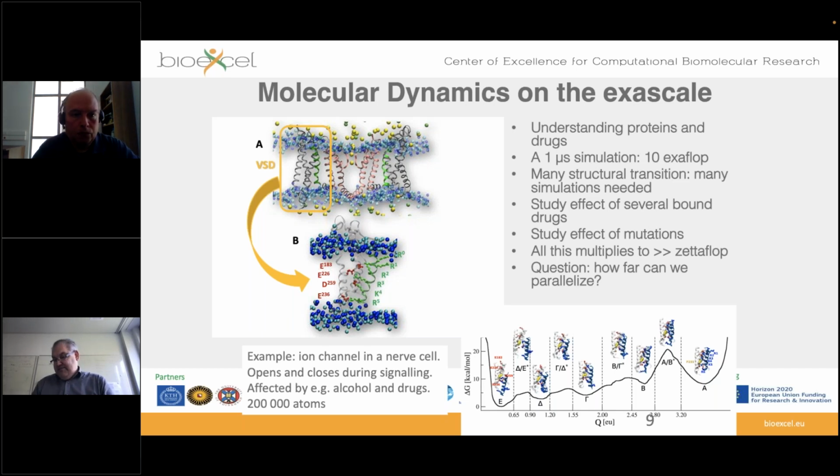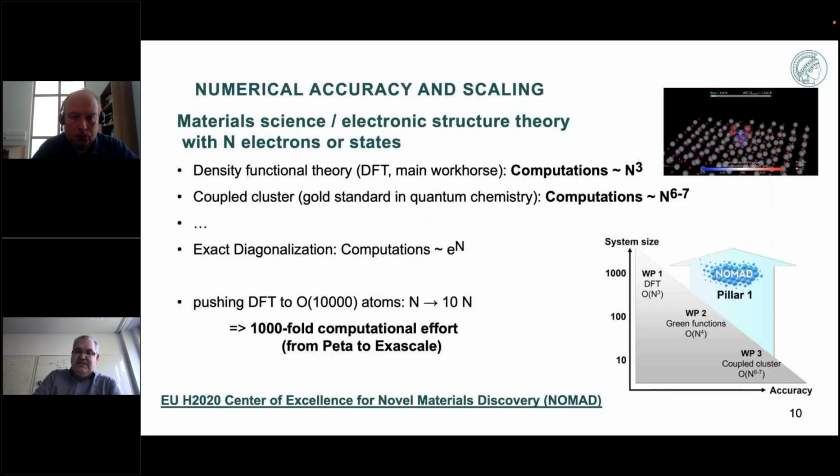So you really need way beyond zetaflop performance to do that, but the question is how you can actually parallelize that, because this is not really a standard domain decomposition. There you have limits. You need to get parallelization in time. Similar problems are with the material science, electronic structure theory, and here is really the complexity that is starting to grow enormously if you want to get better accuracy.